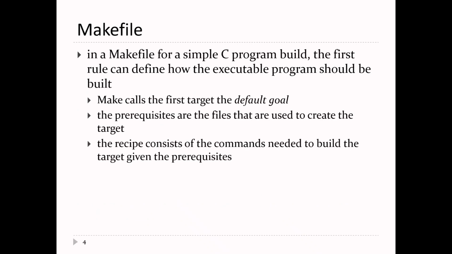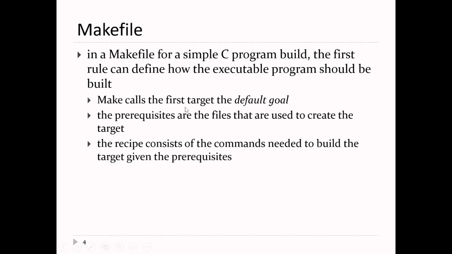Okay. So if you want to use Make to build a C program, the very first rule in your Makefile can define how the executable program should be built. So if I want to build the list demo program, then the first rule in my Makefile is going to be, how do I build the list demo program?